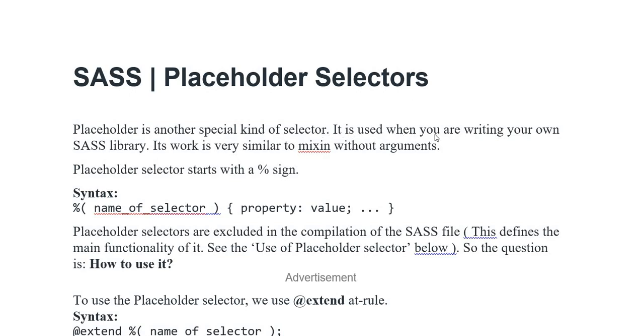Placeholder is another special kind of selector. It is used when you are writing your own SASS library. Its work is very similar to a mixin without arguments. Placeholder selectors start with the percentage sign, modulo sign, syntax, modulo sign, name of selector, property, value, and so on.